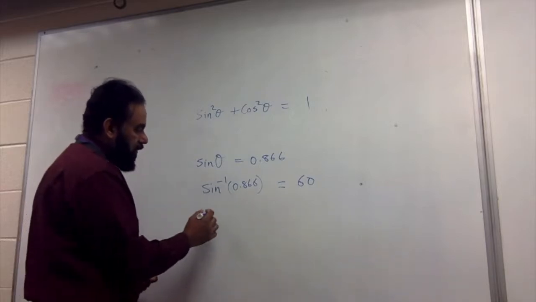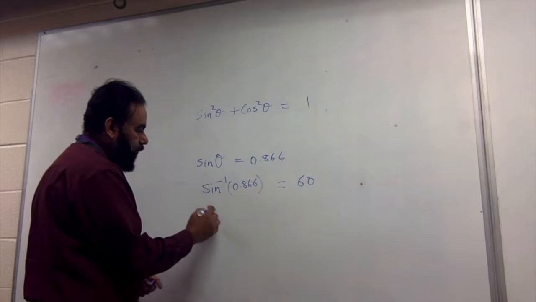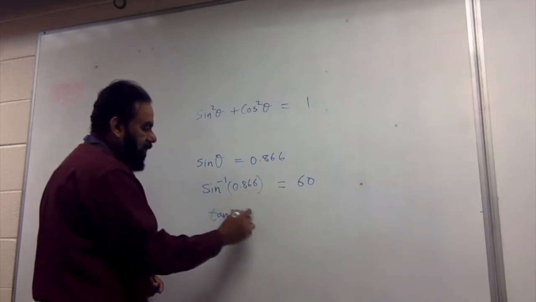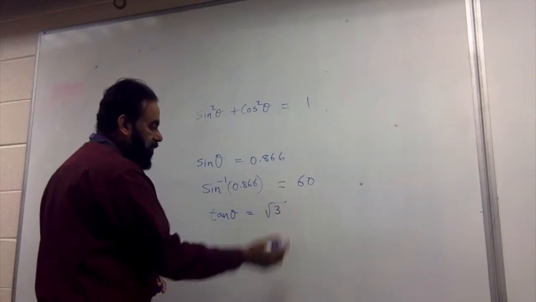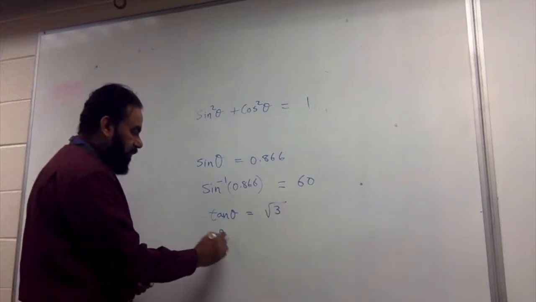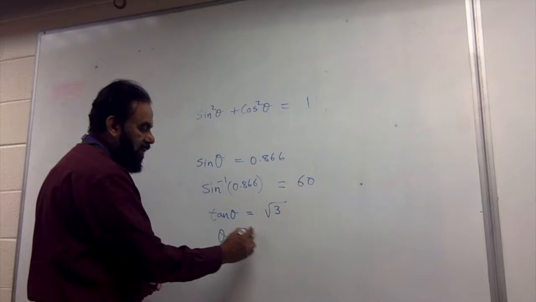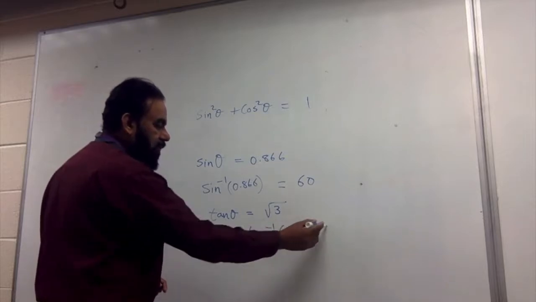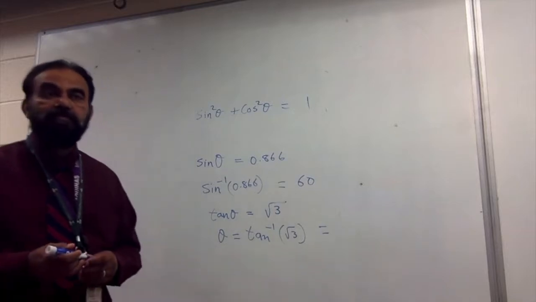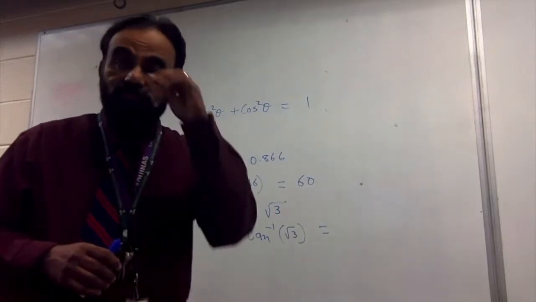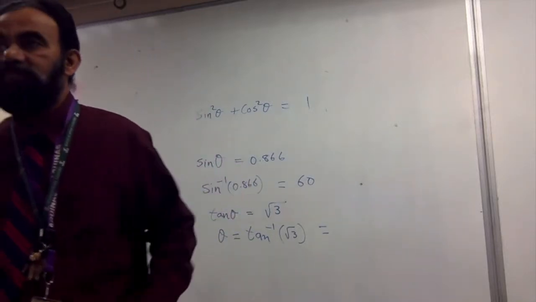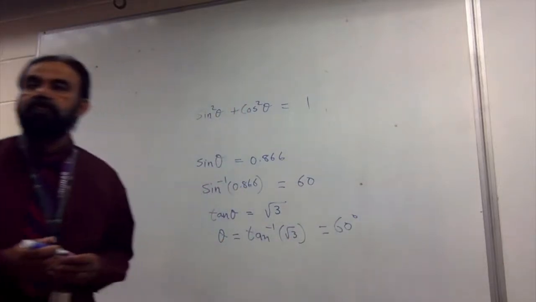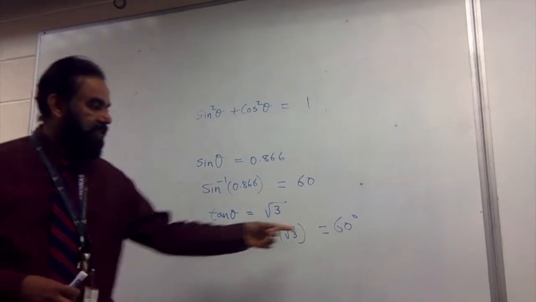So another one, tan of an angle is radical 3. So what is the angle? The angle is going to be tan inverse of radical 3. What's the answer? 60. So that is 60.